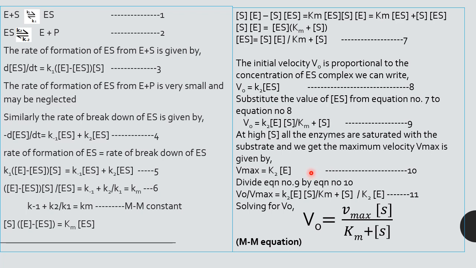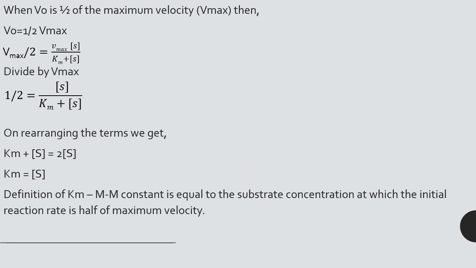If we now divide equation number 9 by equation 10, we get equation number 11. And then solving for V0, we get V0 is equal to Vmax into substrate concentration upon Km plus substrate concentration, which is known as the Michaelis-Menten equation. Thus, the Michaelis-Menten equation defines the quantitative relationship between the enzyme reaction rate and the substrate concentration if both Vmax and Km are known.